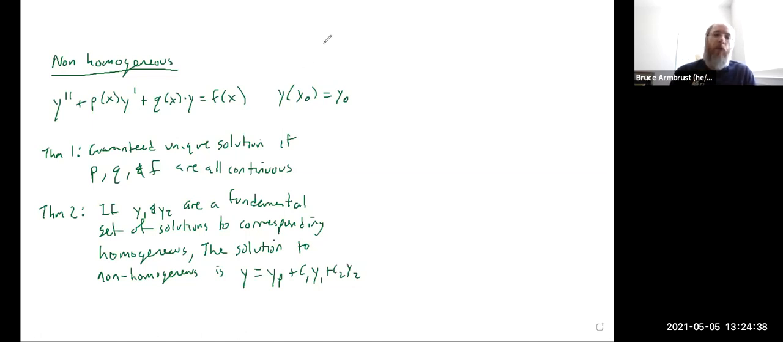Does anybody remember what yp is, what this actually represents? The p stands for particular, so it's the particular solution. But what it is, yp, is any solution to the non-homogeneous equation.